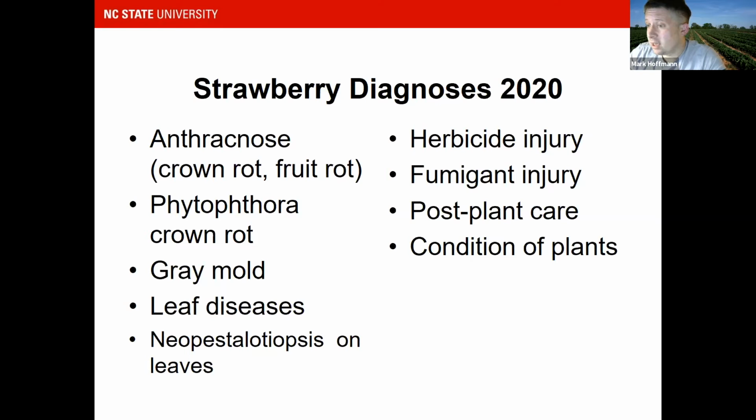And then we had some leaf disease problems. We had some fields where we found neopestalotiopsis as well. And we also find things like herbicide injury, fumigant injury, and things like the conditions of plants or the post-plant care, which we're going to talk about later, which was a reason for growth depression or even for dying plants.